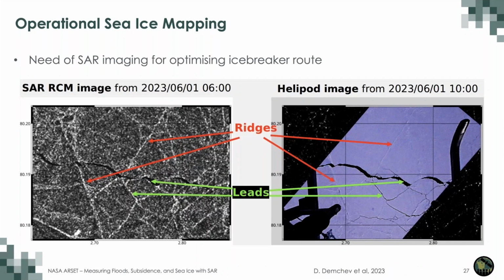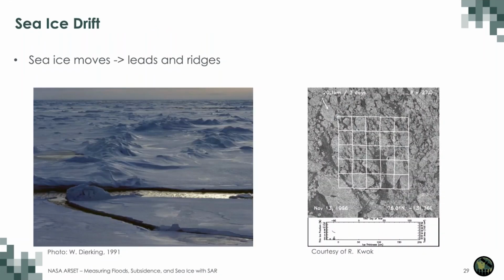So for the operational sea ice mapping here, we're looking at optimizing the icebreaker routes, or routes for any ship for that matter. We try and go towards the areas indicated with green arrows here, which are leads, and we try and avoid the areas indicated by red arrows. So the leads are openings, and obviously the ridges are closings where sea ice has drifted towards one another and caused obstacles for us.